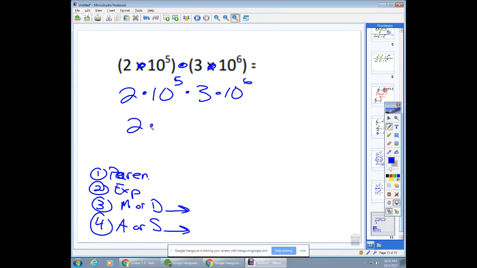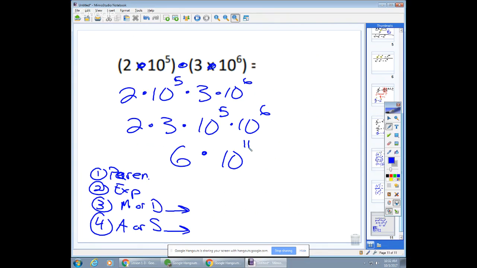I can say, hey, this is the same as 2 times 3 times 10 to the 5th times 10 to the 6th. And then I can multiply in any order I want, right? It's just multiplication. So I could say 2 times 3 is 6, and 10 to the 5th times 10 to the 6th is 10 to the 11th. Okay. So whenever I multiply two scientific notation numbers, I can reshuffle them so it gives me a new number.